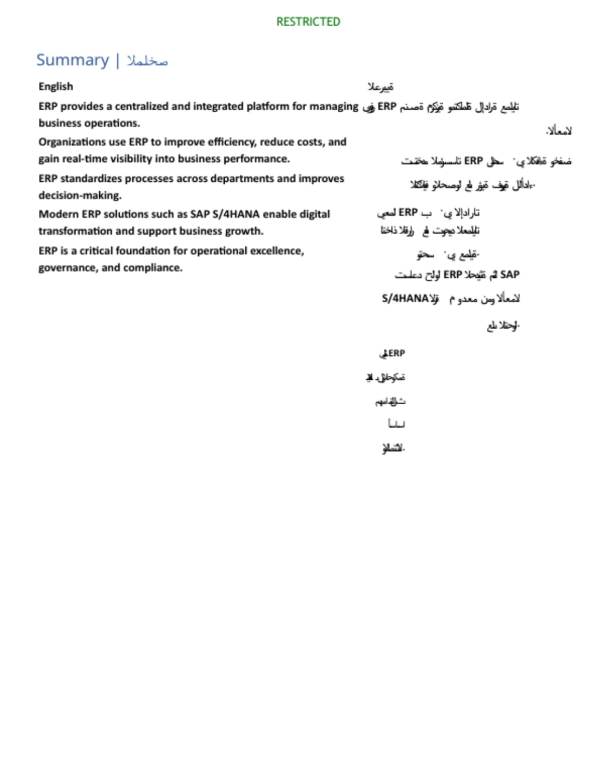Let's talk about ERP, Enterprise Resource Planning. It's the backbone that helps organizations run smoothly by connecting all their business operations in one place. ERP boosts efficiency, cuts costs, and gives real-time insight into how the business is performing. Modern systems like SAP S/4HANA take this even further, driving digital transformation and supporting growth. At its core, ERP is essential for operational excellence, strong governance, and staying compliant in today's complex business world.